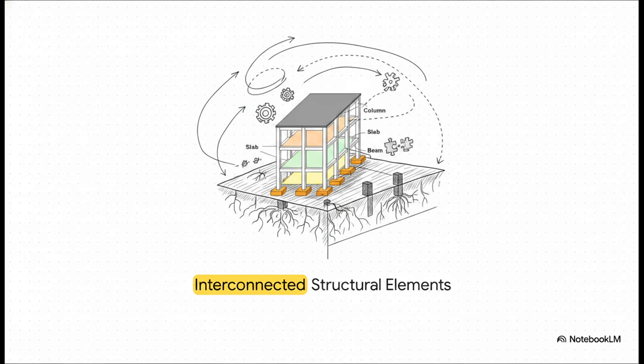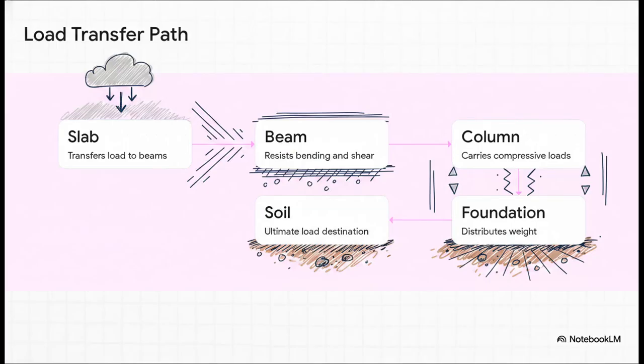Notice how the interconnected elements form a highly stable, rigid framework. We have the horizontal slabs acting as floors, horizontal beams supporting those slabs, and the vertical columns carrying all that accumulated weight downward to the foundation. It is absolutely critical that you memorize this load transfer path. It's the fundamental rule of structural mechanics.